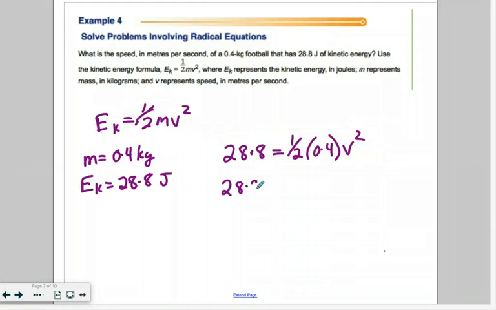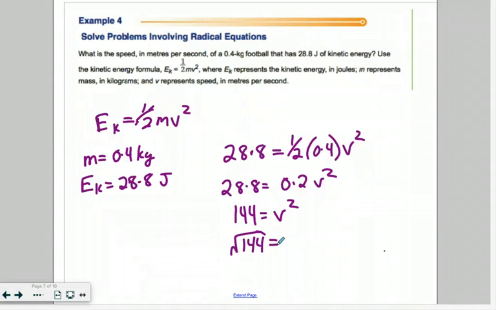Okay? So here we're going to try and solve this as best as we can. We have 28.8 equals 1/2 times 0.4, which is 0.2, times V squared. We will then divide both sides by 0.2. So 28.8 divided by 0.2 is 144, which is equal to V squared. And then we square root that. So that means that the velocity is equal to the square root of 144, which is 12.